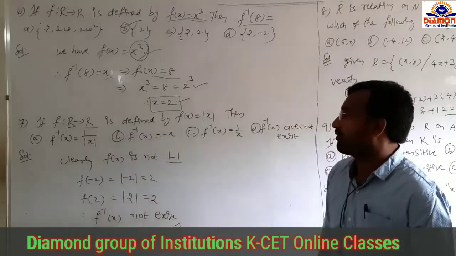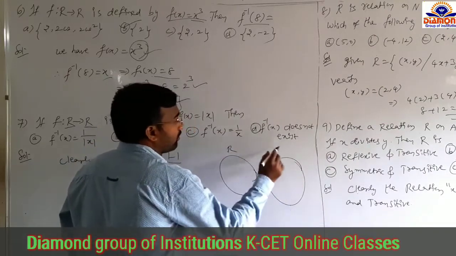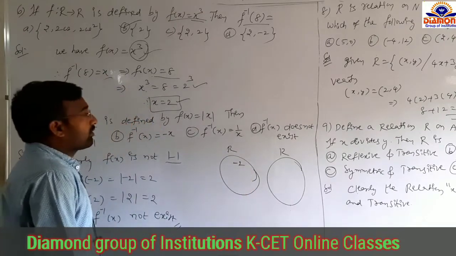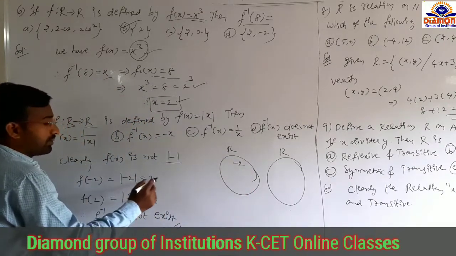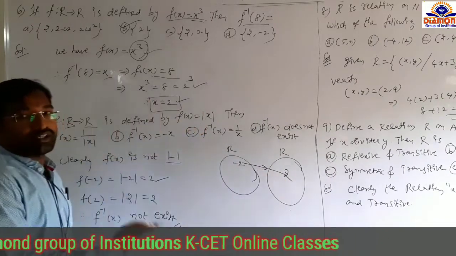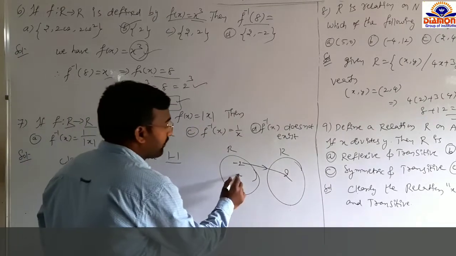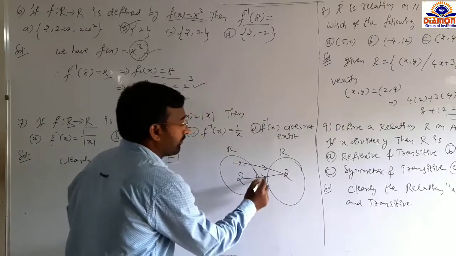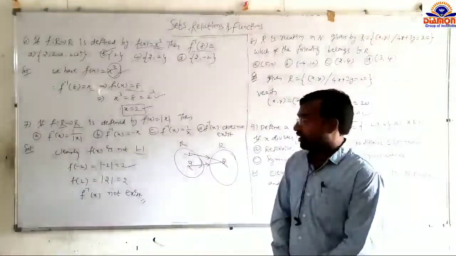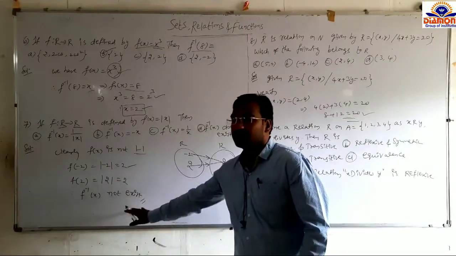Why? Because suppose in the domain R, codomain is also R, you take the element minus 2. So mod of minus 2 is also 2. That's why minus 2 is related with 2. Next, take positive 2. So f of 2 equal to what? Mod 2, and mod 2 is also 2 only. That means 2 is also related to 2 only. So according to the 1-1 definition, this condition has failed. Okay? So that's why the given function mod x is not 1-1, and so the inverse does not exist.